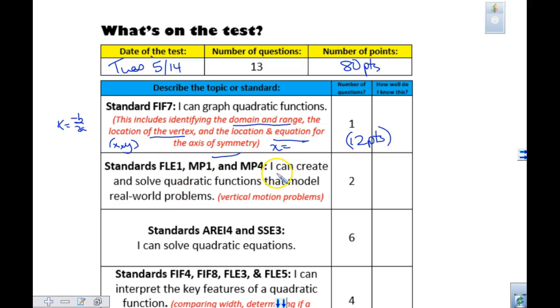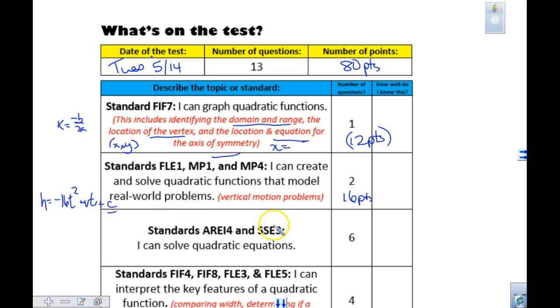The next thing you'll see is two questions that say I can create and solve a quadratic function to model real-world problems. That's that vertical motion. There will be 16 points from the two questions. In one of the equations, you will have to write the equation. So you will have to start off and tell me that h equals negative 16 t squared, then plus your velocity times t plus the start point of your height, c.